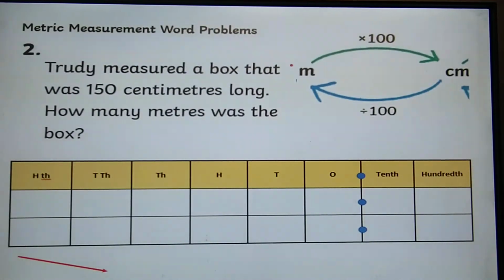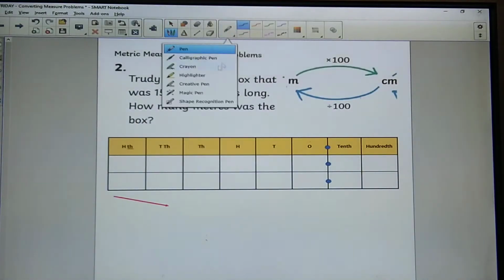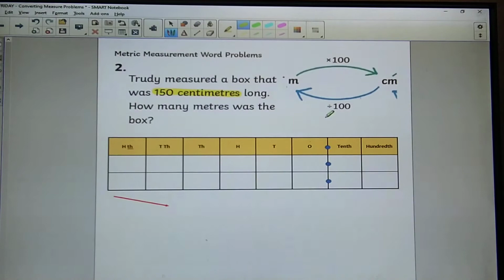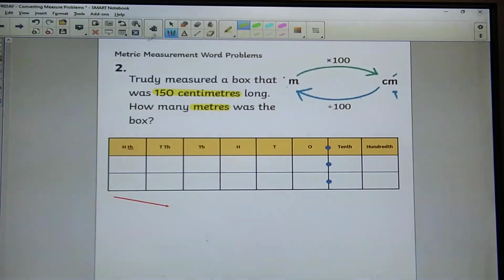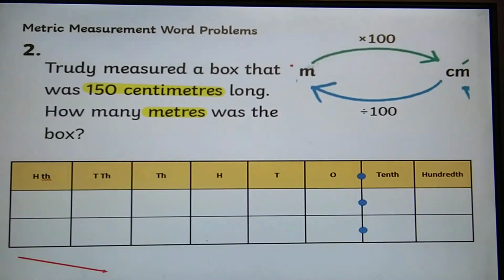So this is question 2 from your sheet, which reads, Trudy measured a box that was 150 centimetres long. And I'm just going to highlight that her box was 150 centimetres long. And we're being asked, how many metres was the box? So we're going to use our help sheet because we're being asked to turn centimetres into metres. And if we follow that arrow, we can see that to do that, we are going to divide by 100.